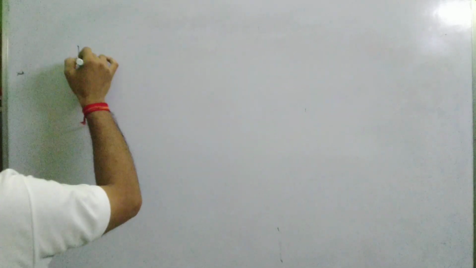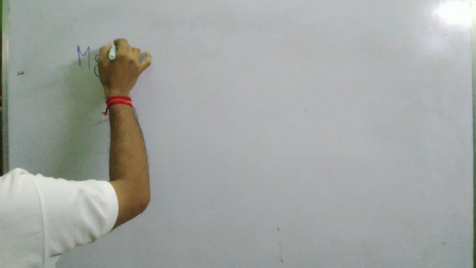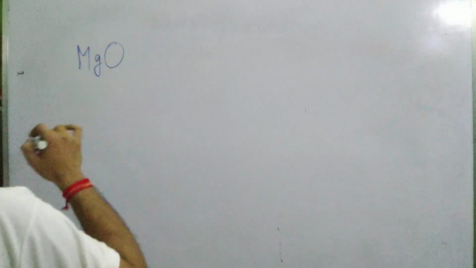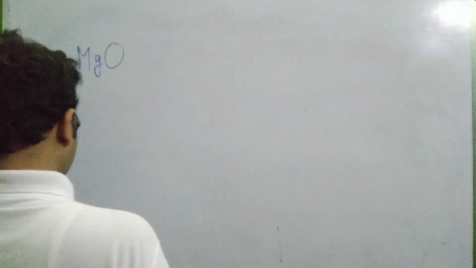So if we consider, say, a molecule of a compound like magnesium oxide. Now magnesium is a metallic element, whereas oxygen is a non-metallic element. So you can easily understand that when a metallic and a non-metallic element combine, they form what is known as an electrovalent bond. How is this formed?